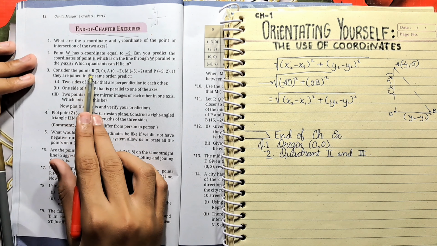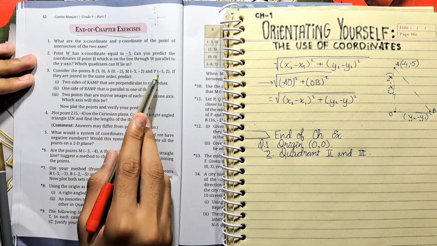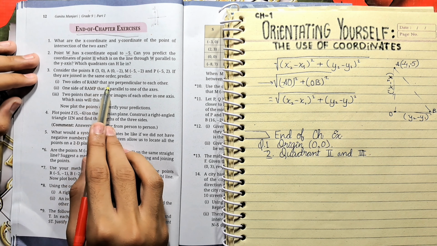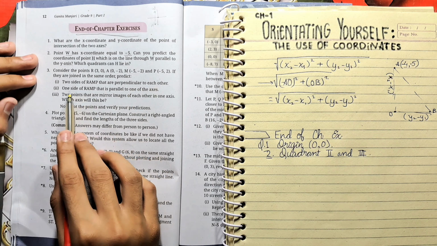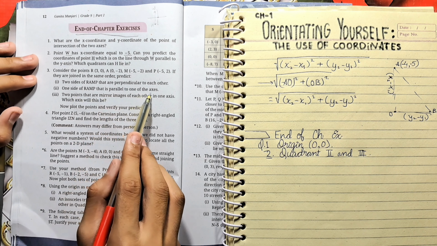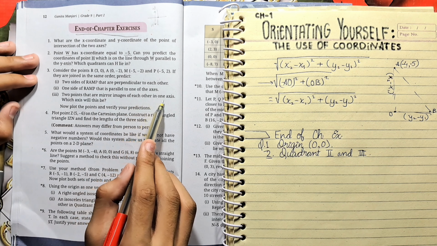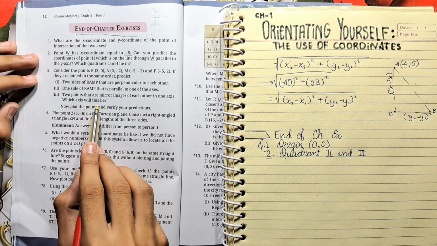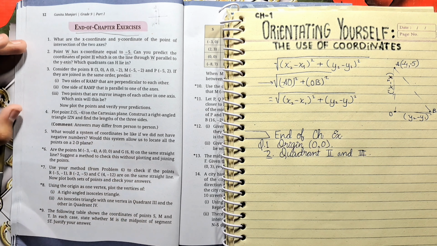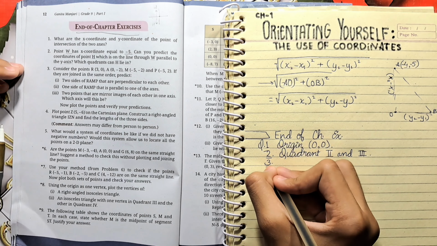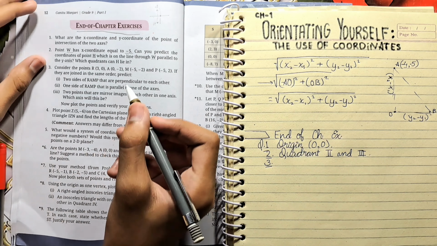Third question, consider the points R, A, M, P. If they are joined in the same order, predict two sides of RAMP that are perpendicular to each other, one side of RAMP that is parallel to one of the axes, and two points that are mirror images of each other in one axis. Which axis will this be? We have to plot this on graph paper. Let me explain this without a graph.